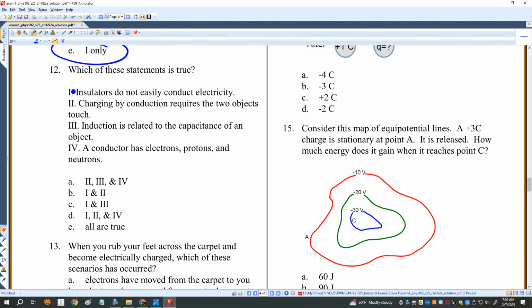And which of these statements is true? Insulators do not easily conduct electricity. That's true. No, a perfect insulator wouldn't conduct electricity at all, but in fact, there is no perfect insulator. Everything eventually conducts electricity, even insulators.